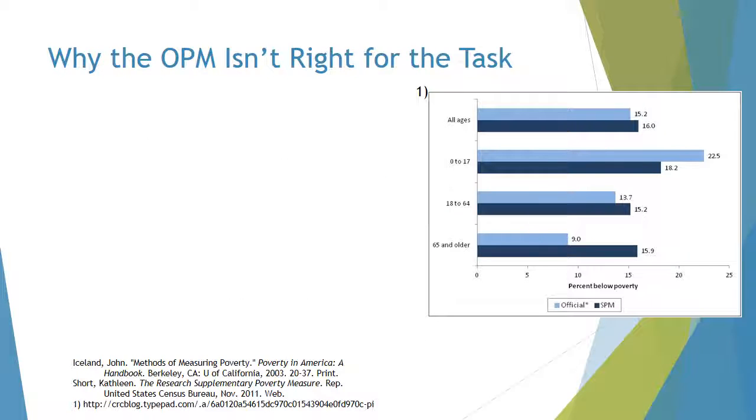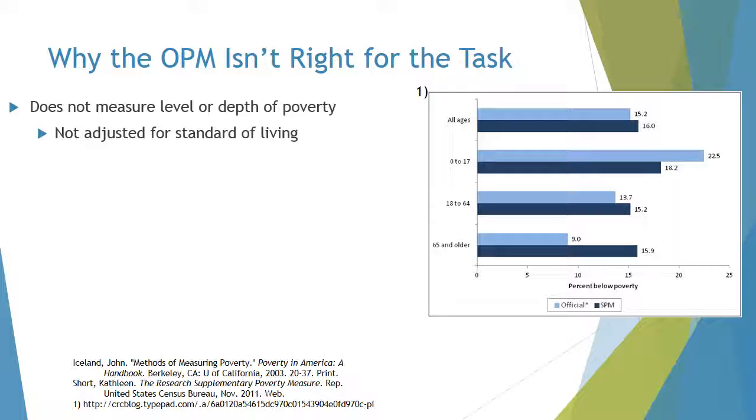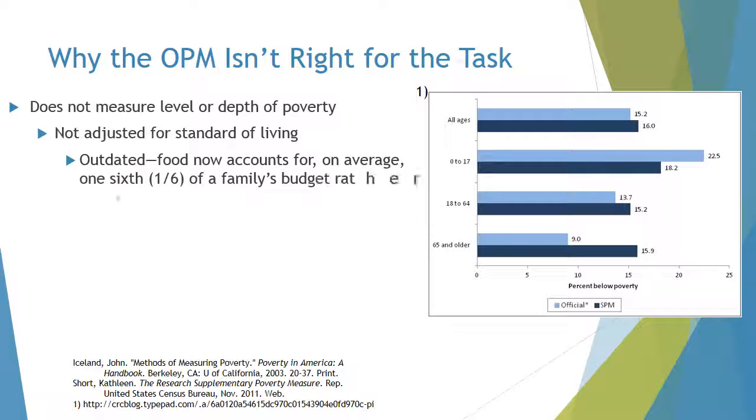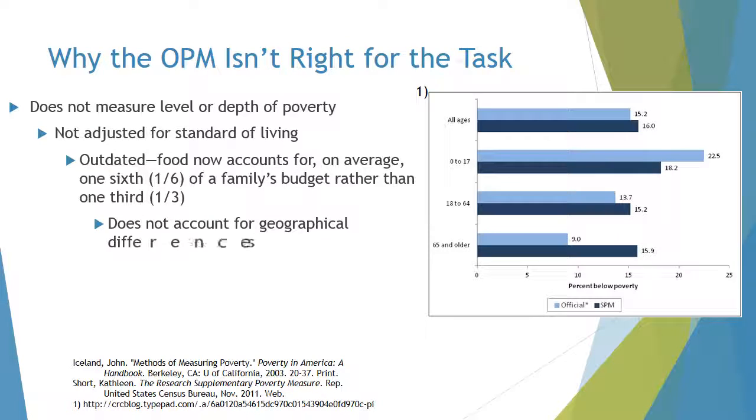The OPM is simply not a sufficient measurement system for accomplishing this task. The shortcomings of the OPM in terms of effectively demonstrating the presence and degree of poverty are many. Chiefly, the primary measurement tool, taking an average food consumption and multiplying it by 3, is itself faulty because although it has been adjusted for inflation, it has not been adjusted for standard of living. The OPM accounts for food as 1/3 of a family's budget when today it makes up just 1/6 of the budget. Furthermore, the OPM does not account for geographic variation in cost of living nor medical out-of-pocket expenses, also known as MOOP.